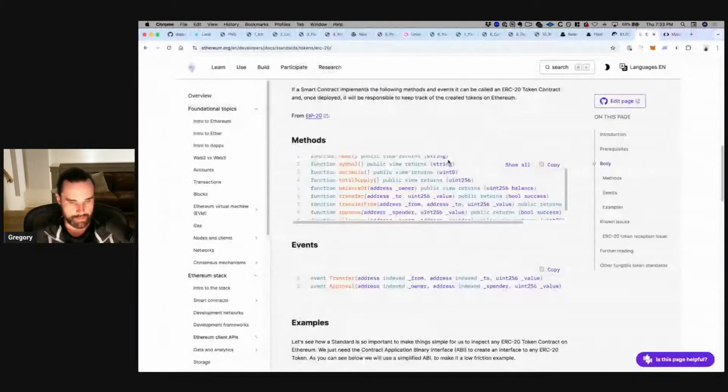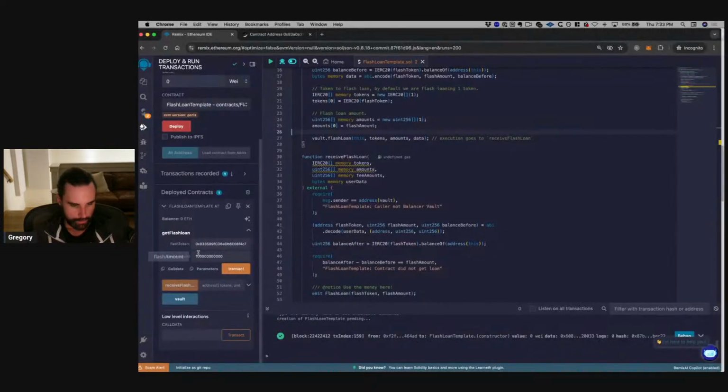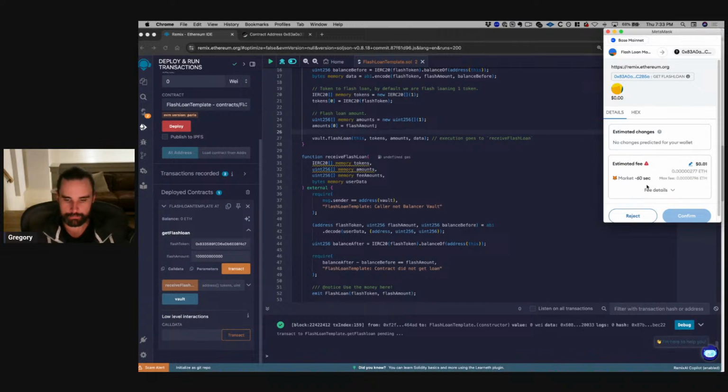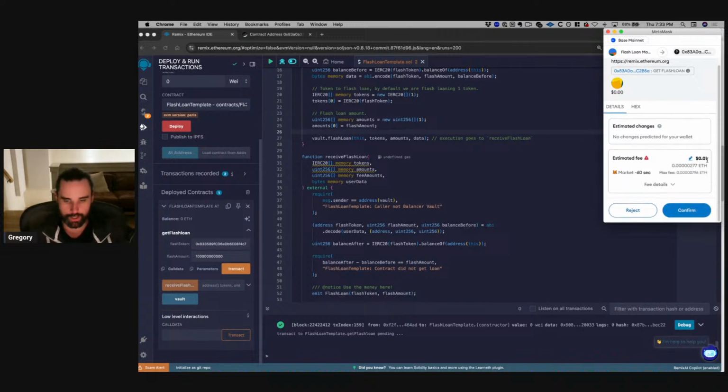So going back to Remix, we've got the flash token, which is the USDC address here. We're putting in 100,000 followed by 6 zeros. And now we're going to click transact to take out a flash loan for $100,000. All right, click transact. MetaMask is going to pop up. It's going to cost us 1 cent to do this transaction. Click confirm.